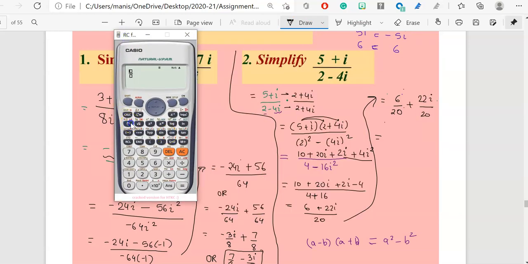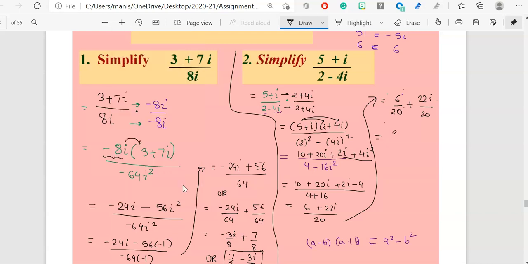So let's proceed. This is a fraction, 6 divided by 20. So my answer is 3 over 10, which is in the simplest form. So I'll write it over here, 3 over 10 plus 11 over 10 i, and you can check in your calculator. This is the answer for this problem.